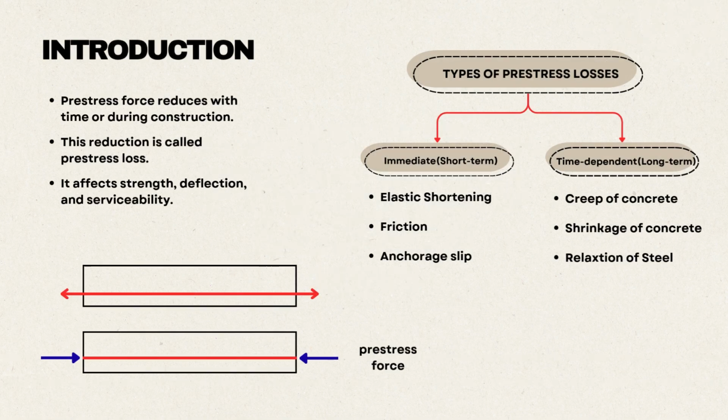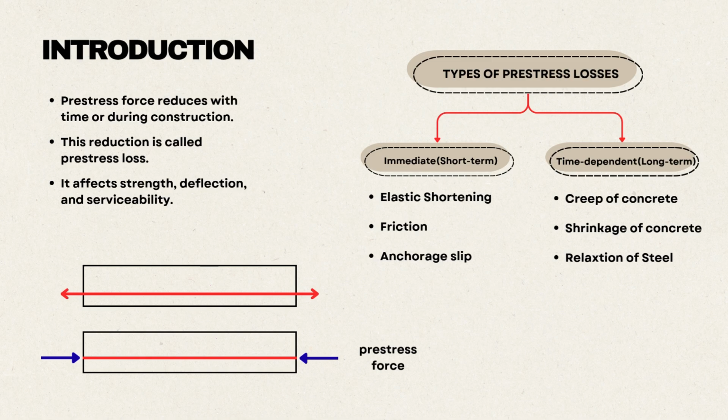In pre-stress concrete, high-strength steel tendons are used to apply a compressive force to the concrete, which helps it resist tension and cracking. However, the pre-stressing force does not remain constant. It gradually reduces during or after construction. This reduction is known as pre-stress loss, and it can affect the strength, deflection, and serviceability of a structure.